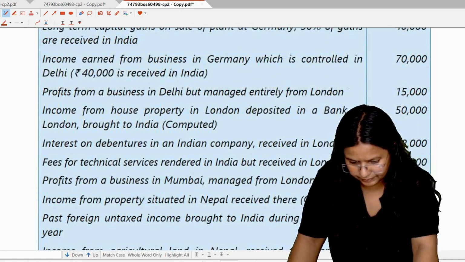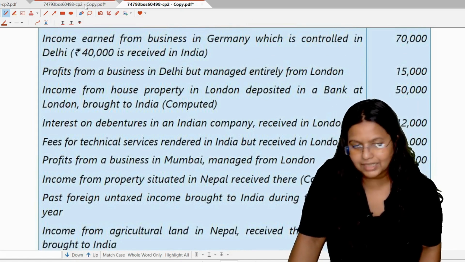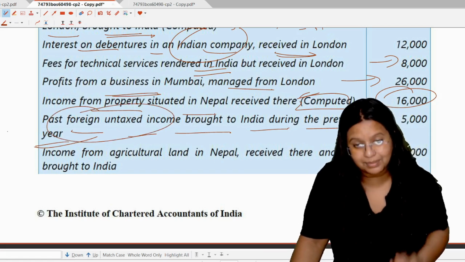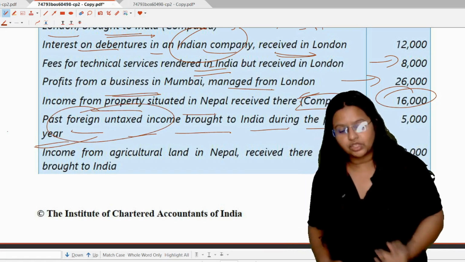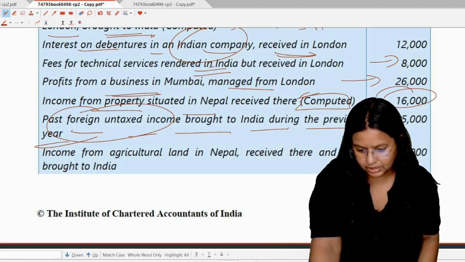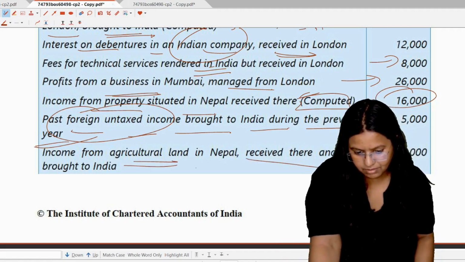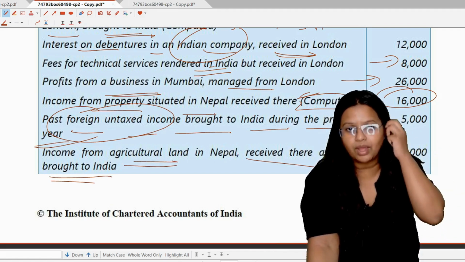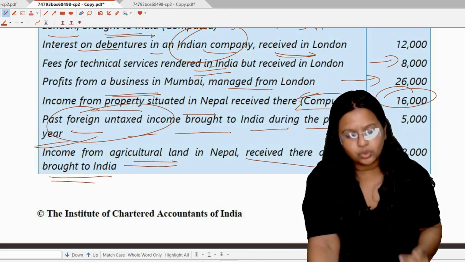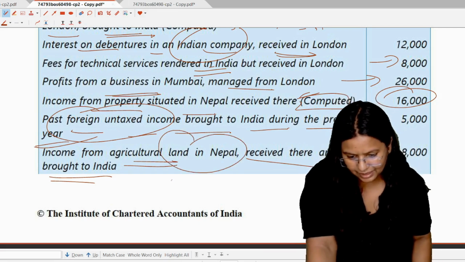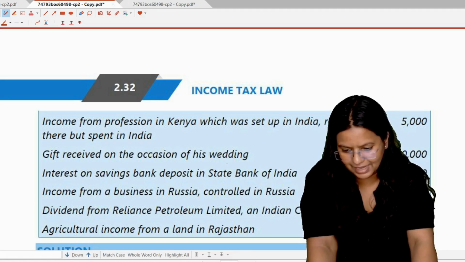Next point is, ma'am, why is it not taxable even for the OR? The reason being, because it is past foreign untaxed income, that is not the taxable income for the previous year. It is just being brought into India in the previous year, so that is not taxable. Income from agricultural land in Nepal received there and then brought to India. Not taxable for the NOR and NR, but taxable for the OR. But agricultural income is exempted. Again, this is an income in Nepal, so that will be taxable.